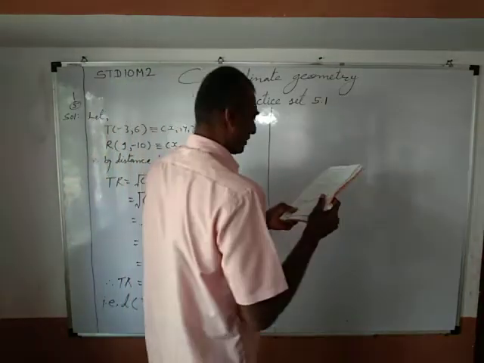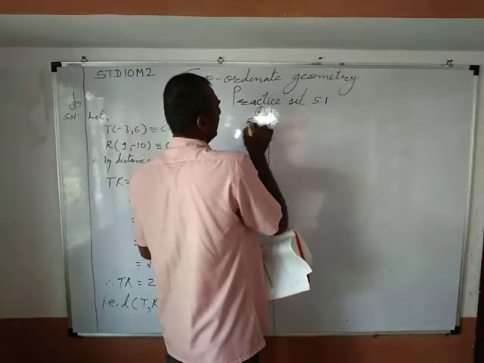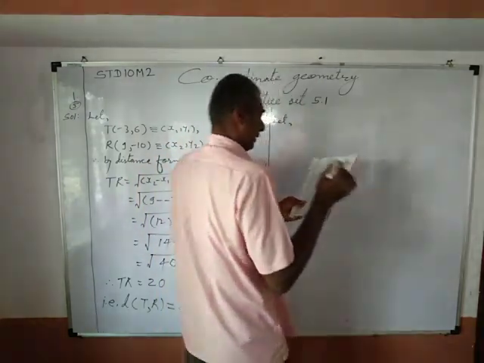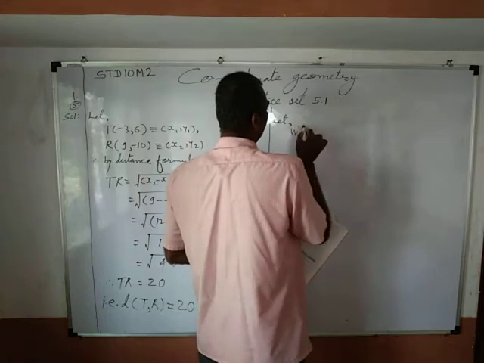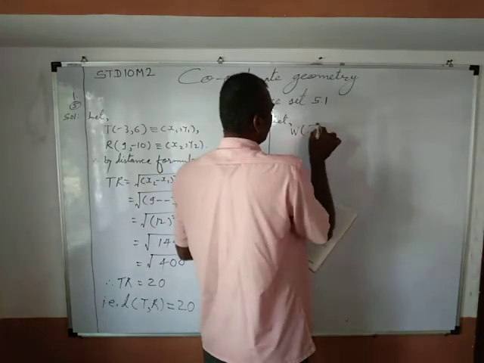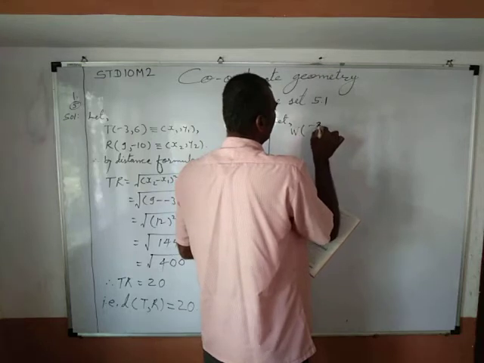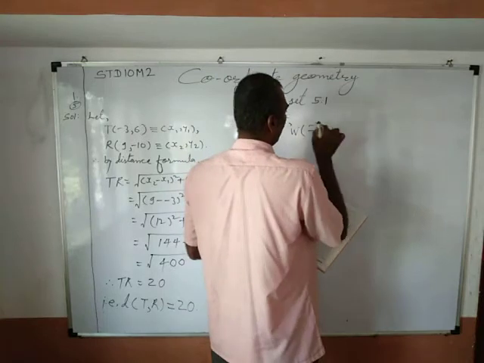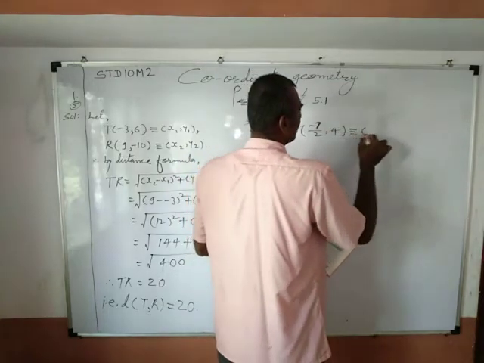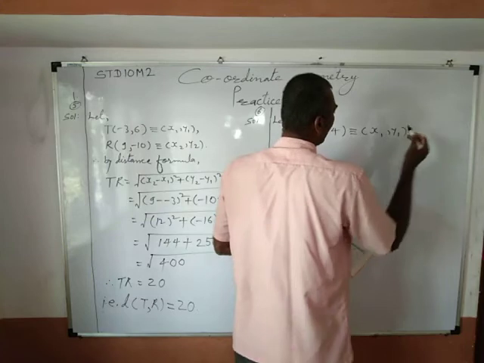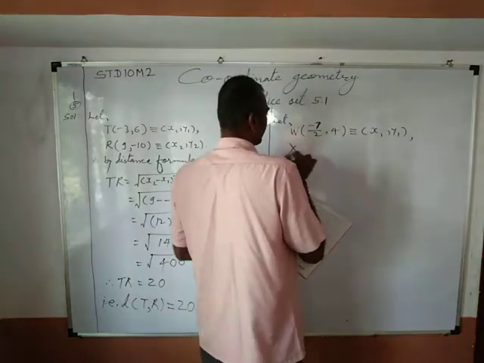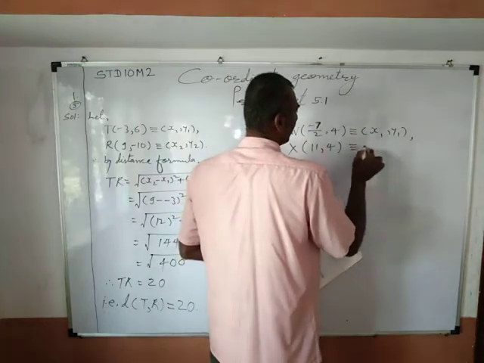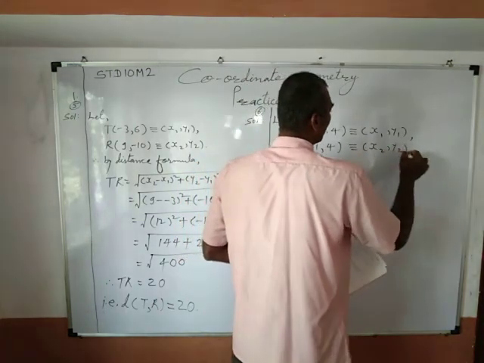Sub question sixth. Solution. Let W(minus 7 upon 2, 4) is (x1, y1) and X(11, 4) is (x2, y2).